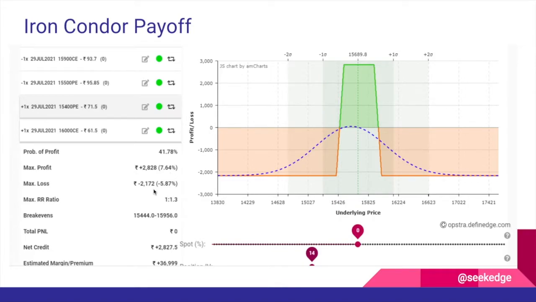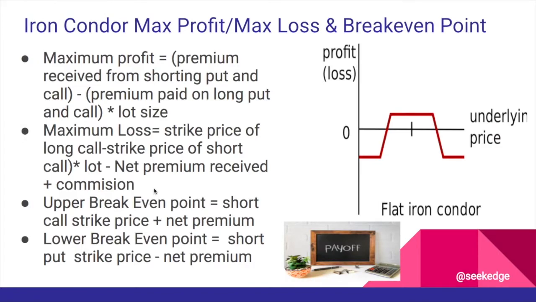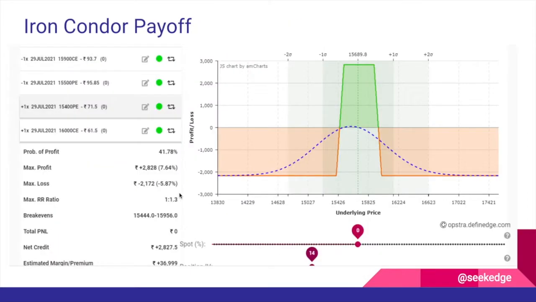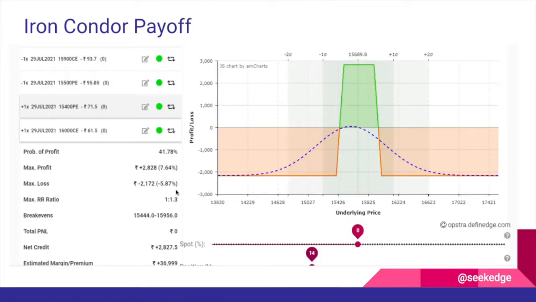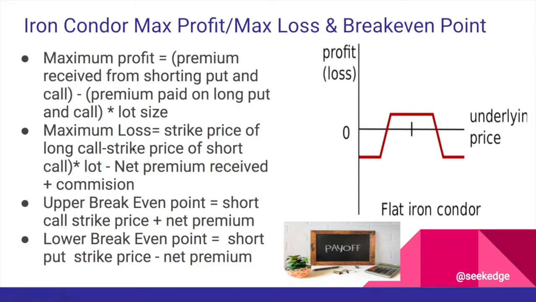For the maximum loss, you subtract the premium that you are receiving from the difference between the strike prices, that means the difference between the long call and the short call. What we are shorting here is 15,500 and the long is 15,400, so that is 100 minus the premium difference of 50, multiplied by 50. That is somewhere around 2,500, so that is the range coming. That is how we calculate the maximum loss.